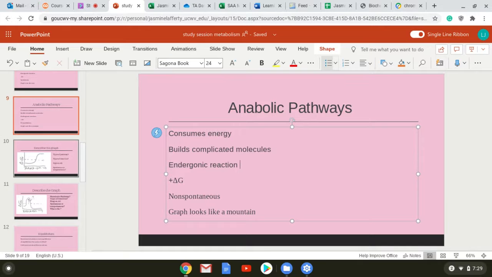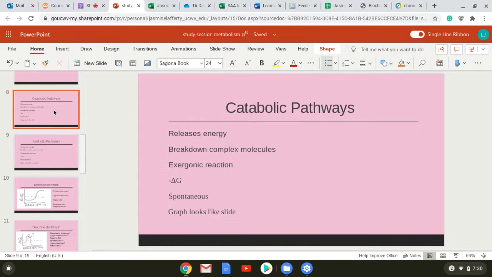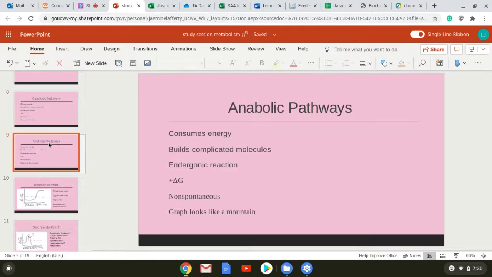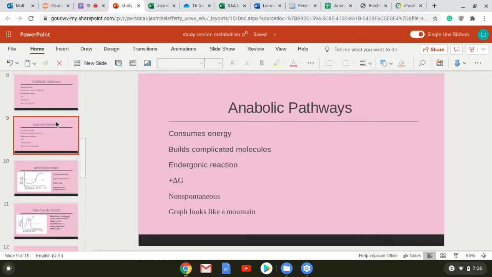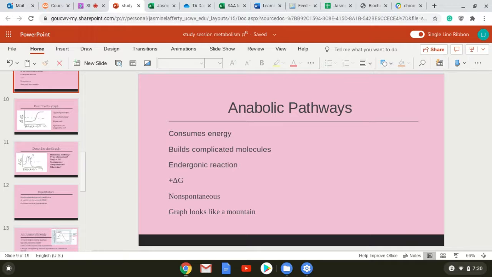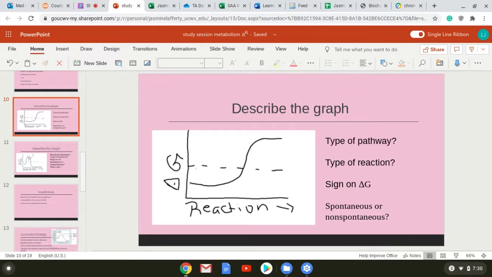Any more questions on catabolic or anabolic or feedback? Okay. So now you guys are going to answer these questions for me. So you are given this graph. Do not judge my handwriting. I drew this on my very old laptop like last year, and she's not pretty, but it's fine. All right, so you're given this graph.